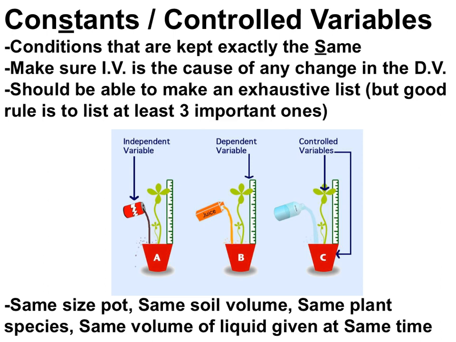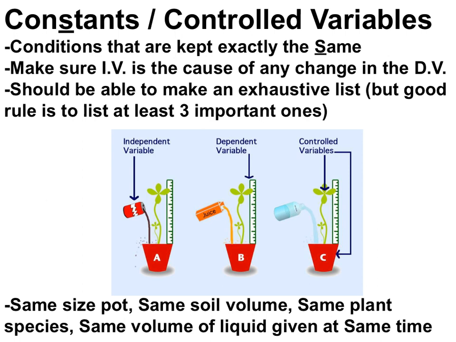Let's check out this example again. So we can kind of imagine some constants and see some that are there. It looks like these scientists used the same size pot and probably the same volume of soil in the pot. And maybe the source of the soil was the same, or the mix of the soil was the same. Looks like they used the same species of the plant, so plant species is a constant.